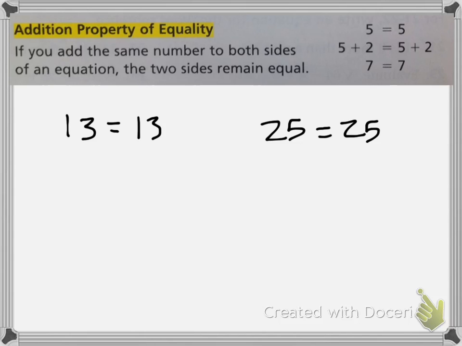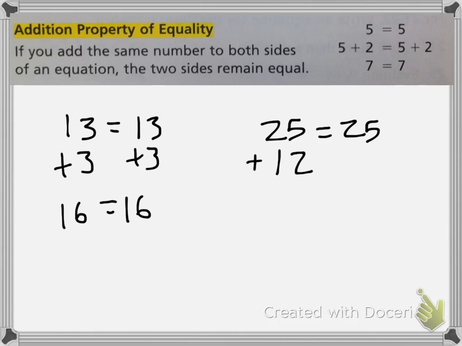But when you are adding the same number to both sides, it remains equal. So let's take 13, for example. If we added 3 and added 3, it would still equal 16. Okay, both would equal 16. Same, if you're working with 25, if you add 12 to one side and you also add 12 to the other side, the sides are going to be equal because one will equal 37 and the other will equal 37.